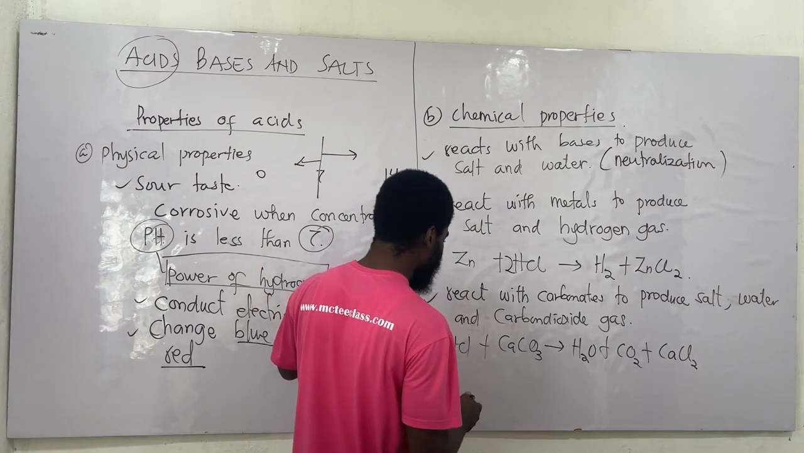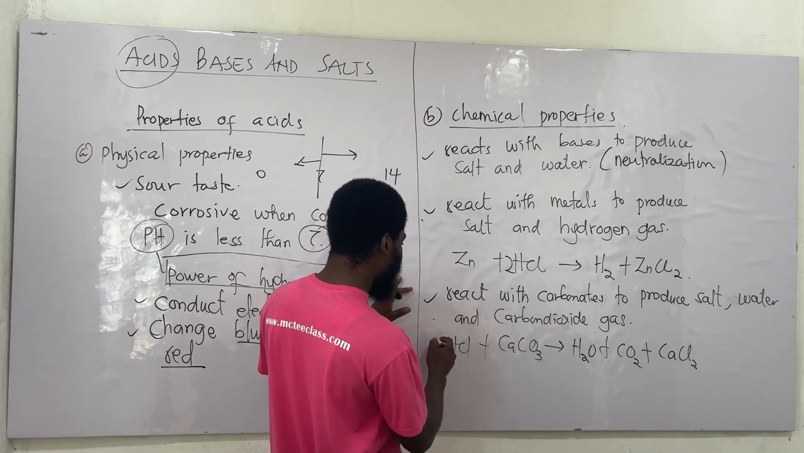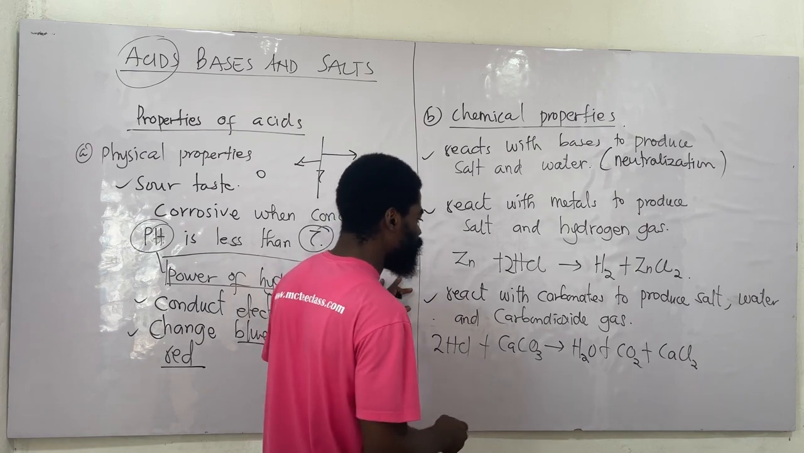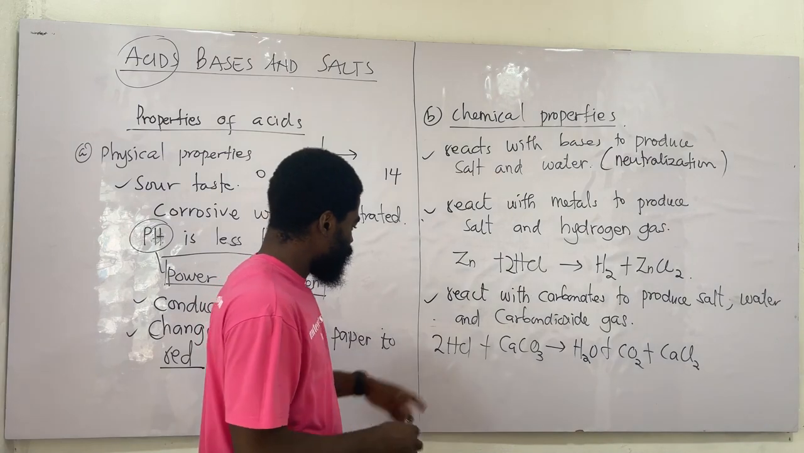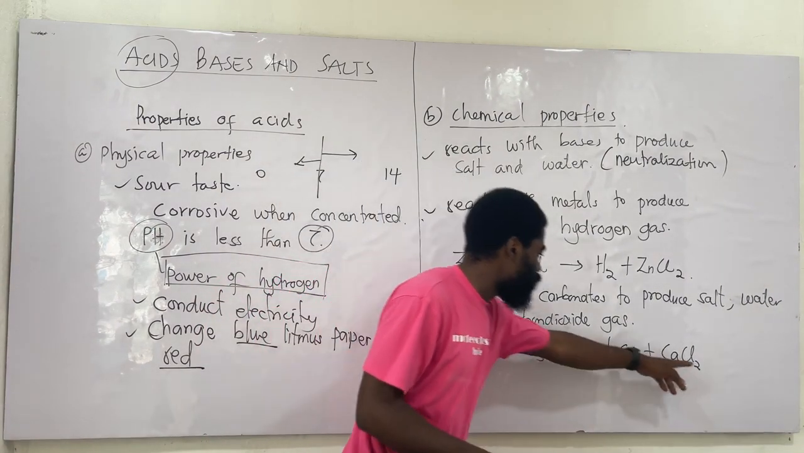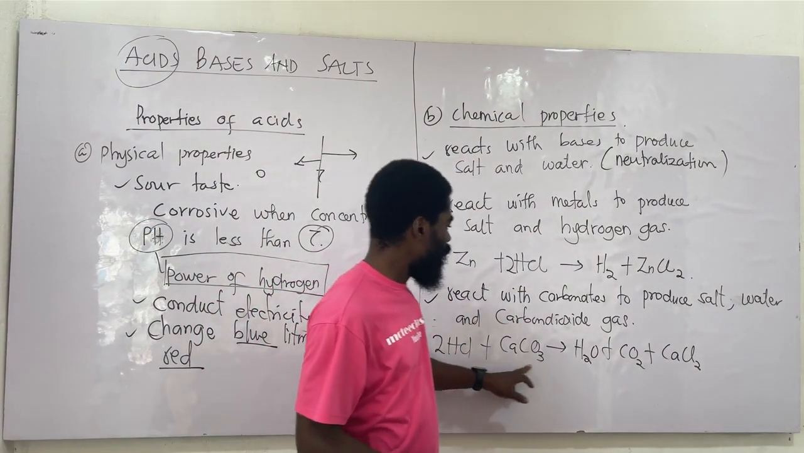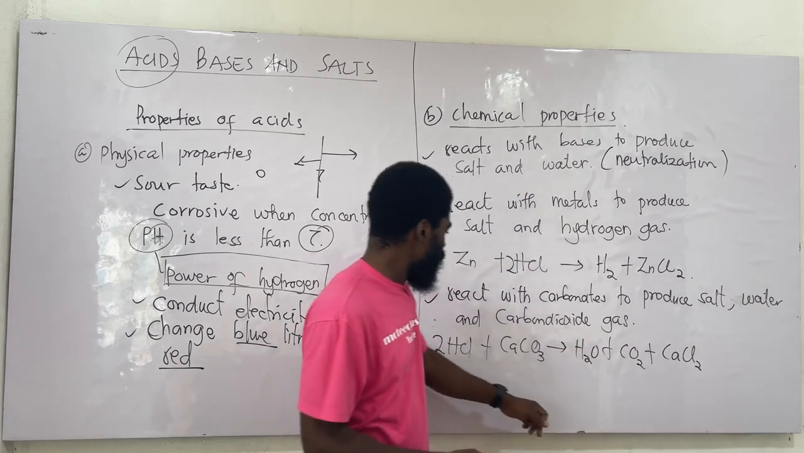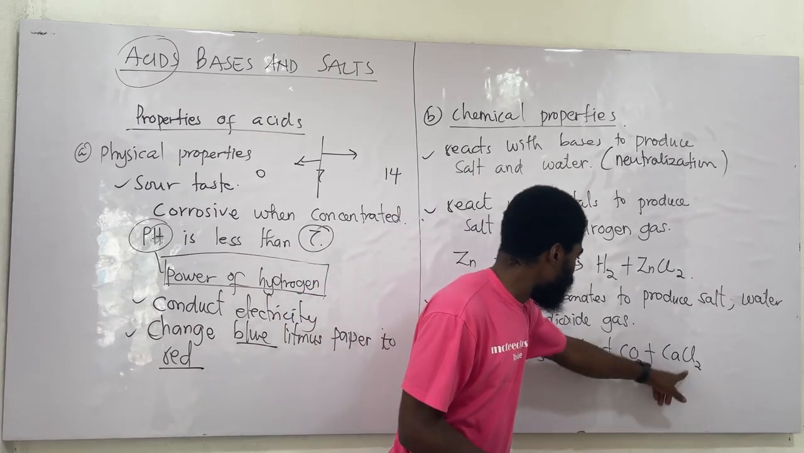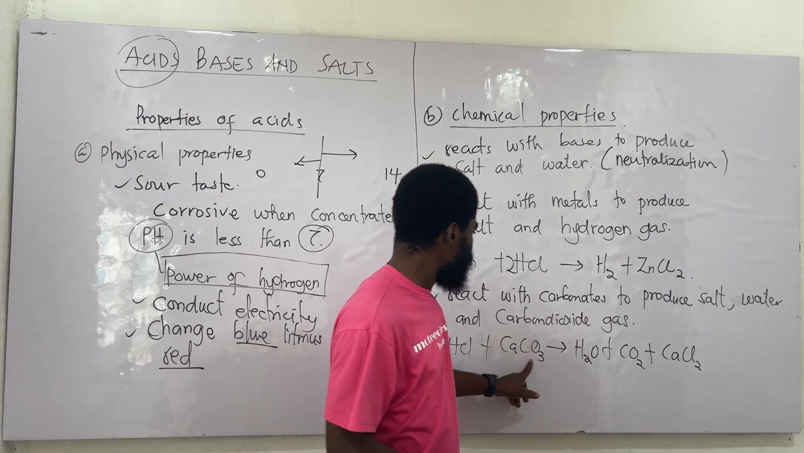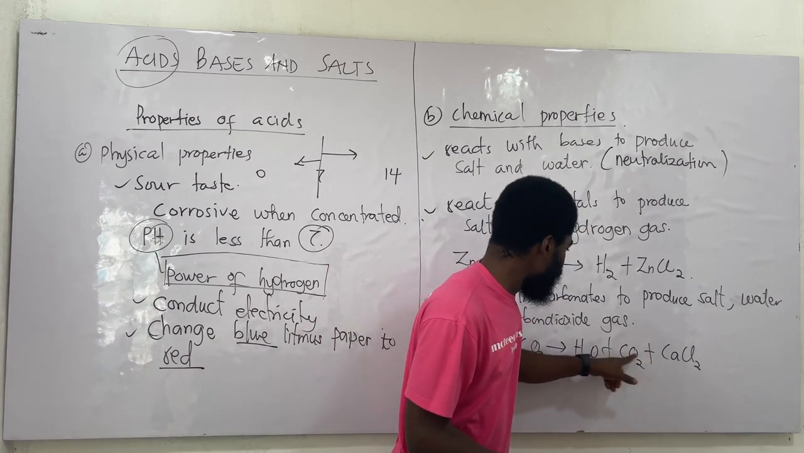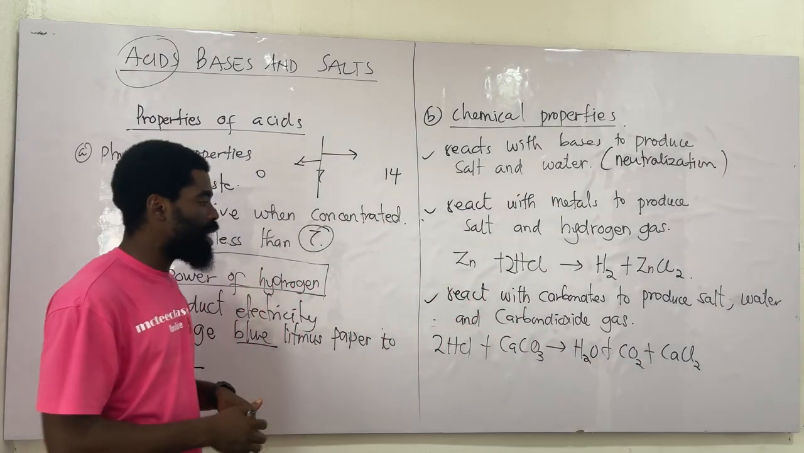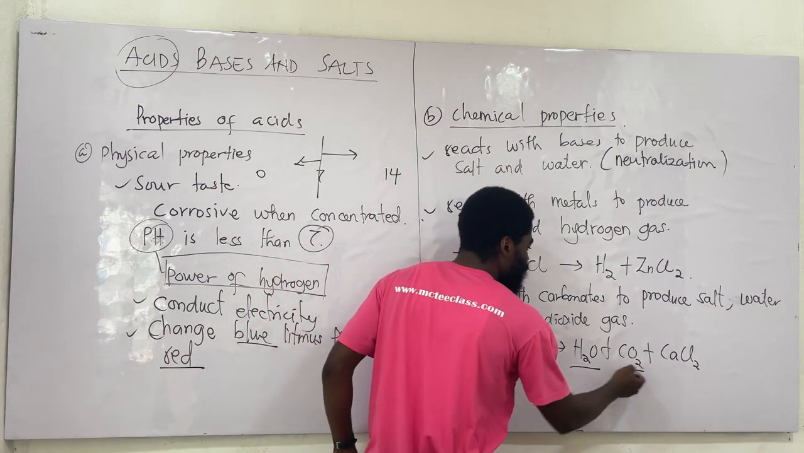So let's see if it's balanced here. For this one to balance, let's add 2 to this. When we add 2 to this, it's balanced. So 2 hydrogen, 2 chlorines, 2 hydrogens, 1 calcium, 1 calcium, 1 carbon, 1 carbon, then 3 oxygens and 3 oxygens. 1 plus 2 gives us 3. So this is the balanced chemical equation. And these are the products. So these are chemical reactions.